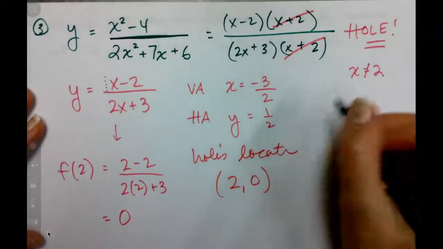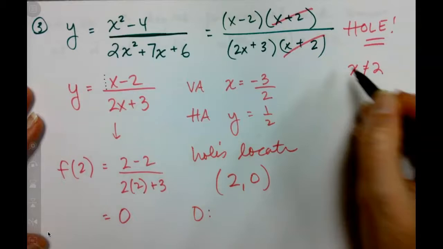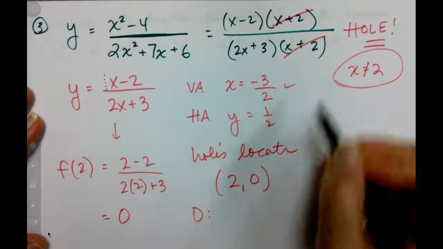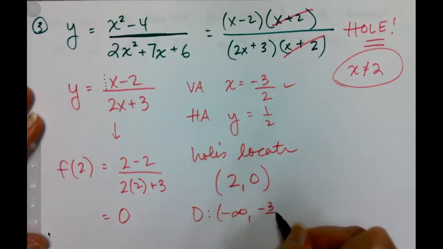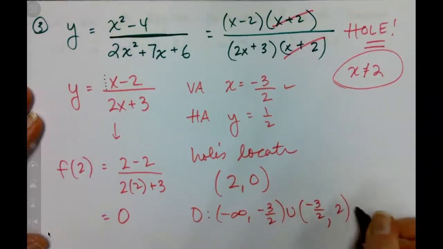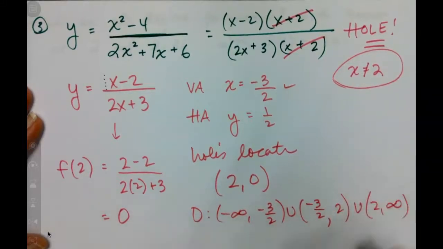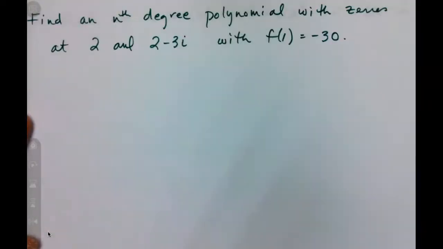So let's go ahead and give the domain for this function. Remember, it cannot be 2 and it cannot be negative 3/2. So negative infinity to negative 3/2 union negative 3/2 to 2 union 2 to infinity. So that is everything you ever wanted to know about asymptotes and holes.